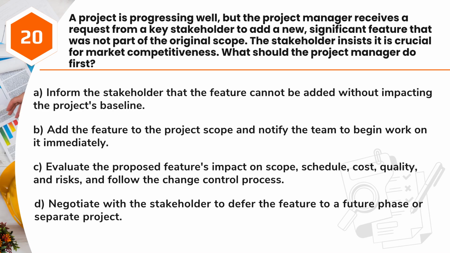A. Inform the stakeholder that the feature cannot be added without impacting the project's baseline. B. Add the feature to the project scope and notify the team to begin work on it immediately. C. Evaluate the proposed feature's impact on scope, schedule, cost, quality, and risks, and follow the change control process. D. Negotiate with the stakeholder to defer the feature to a future phase or separate project.